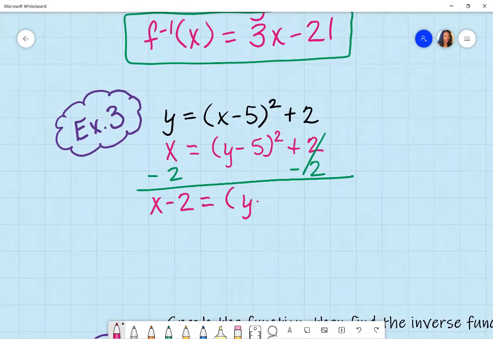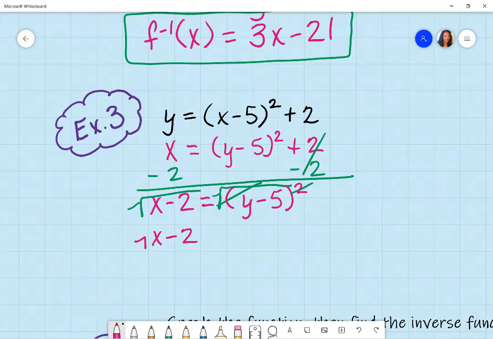Over here, I have y minus 5 in parentheses, all raised to the second power, and the inverse of a square is the square root. So to take the square root of one side, I have to end up doing it on the other side as well. The whole purpose is to get rid of that radical, so I can just bring y down by itself, or y minus 5 in this case. So x minus 2 is under a radical, and then I have y minus 5. And to get y by itself, I have to take the inverse of -5, which is +5.